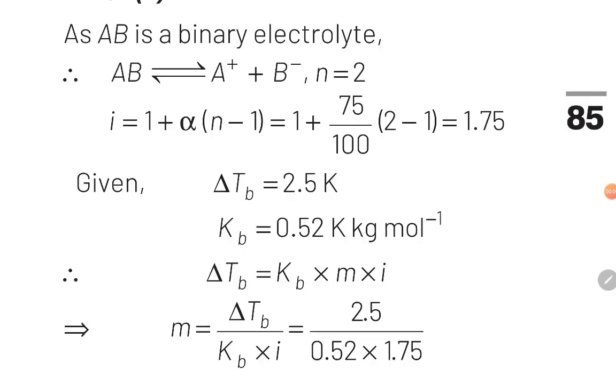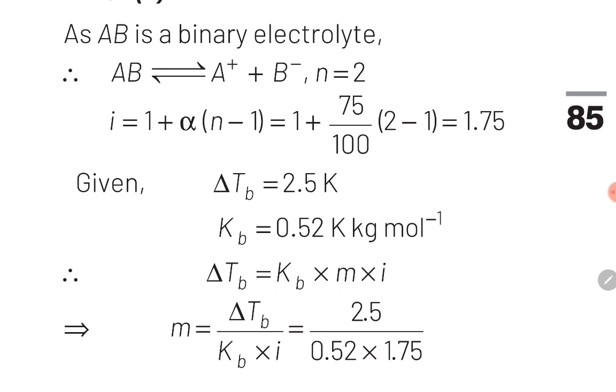Yes students, you can observe here that the value of Van 't Hoff factor i has come out as 1.75. For this, they have given an equation. We don't need to use this equation. We will solve this by using simple logic. Guys, if you observe the equation, AB gives you in a reversible way A plus B minus. So let's assume that 1 mole of AB is present initially. Now guys, at equilibrium, number of moles of AB will become 1 minus X, and number of moles of A plus and B minus will become X each.